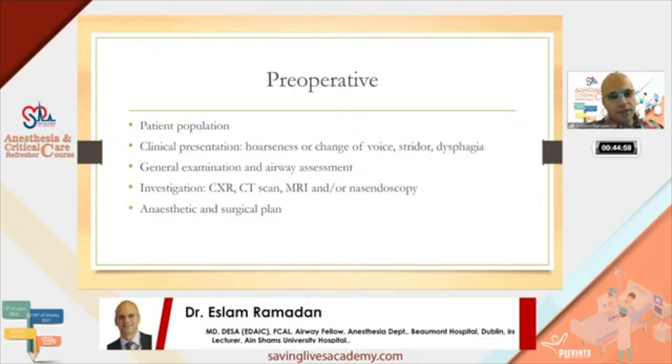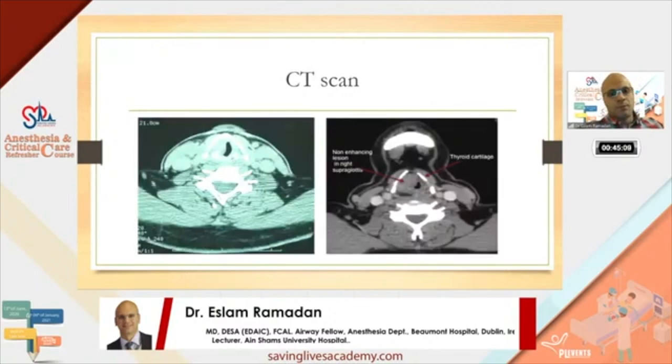At the end, the anesthetic and surgical plan is very important between both the surgeons and the anesthetist. And again, communication is very important between them. On the left side here, this is the CT scan showing a right vocal cord tumor, okay, at the level of the vocal cord. And you can see there is mild displacement of the trachea. And this gives you an idea about the size of the endotracheal tube that you are planning to use.